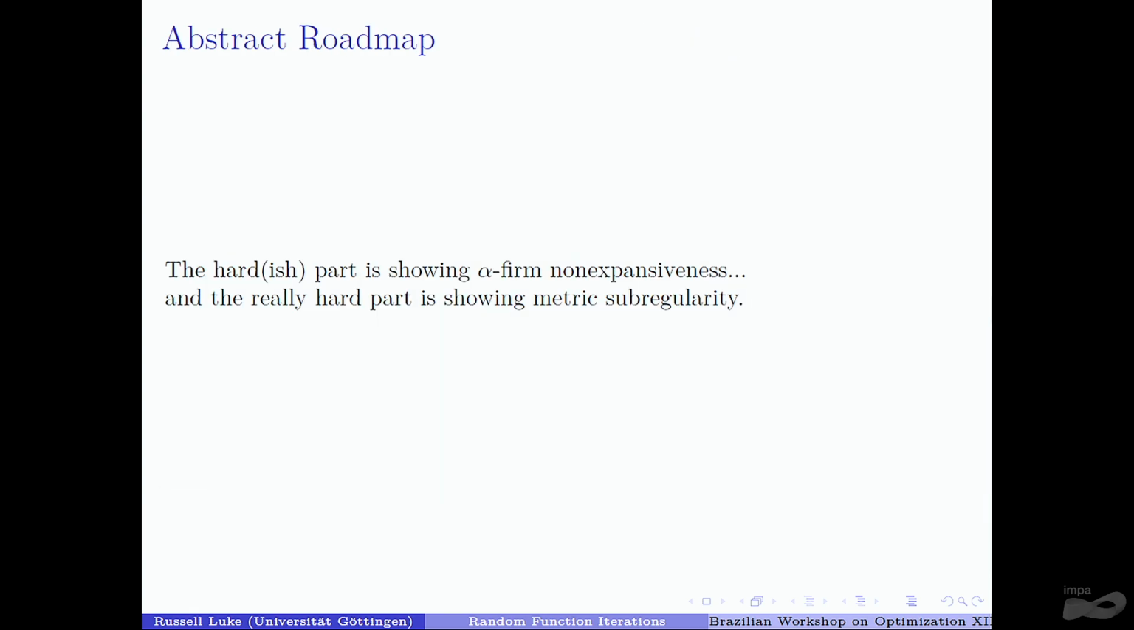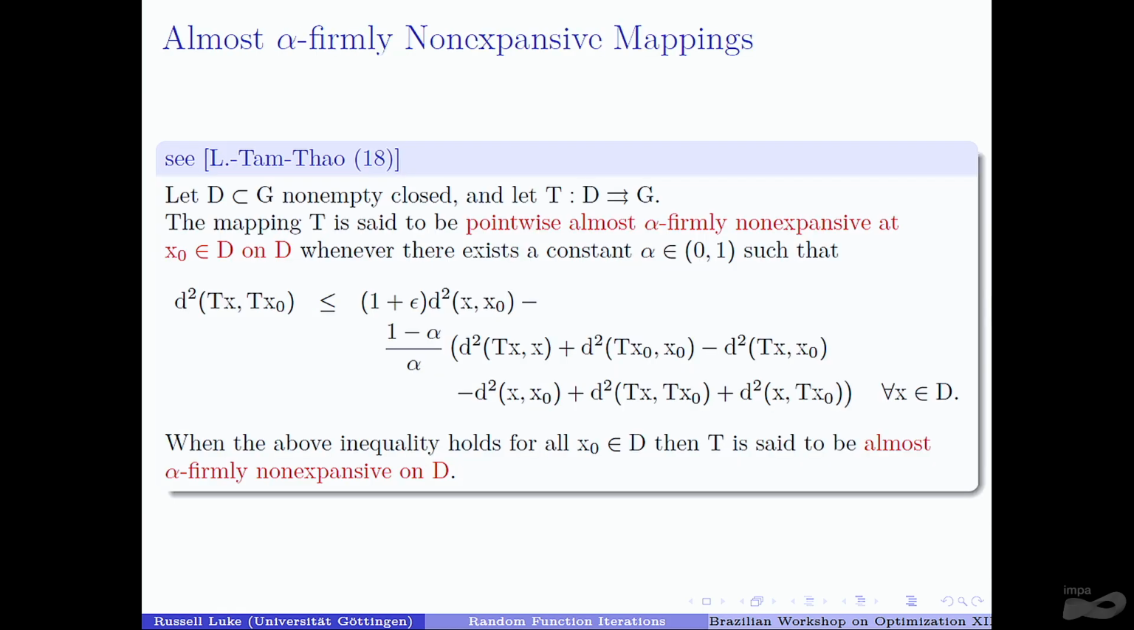I'll show a little bit later. The metric subregularity is necessary for a quantitative estimate of your convergence, you know, for an error bound. So what are these things? What's alpha firm non-expansiveness?